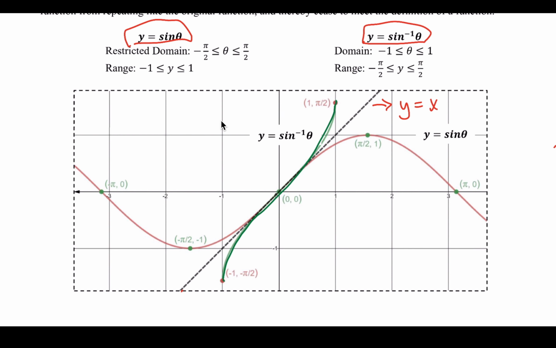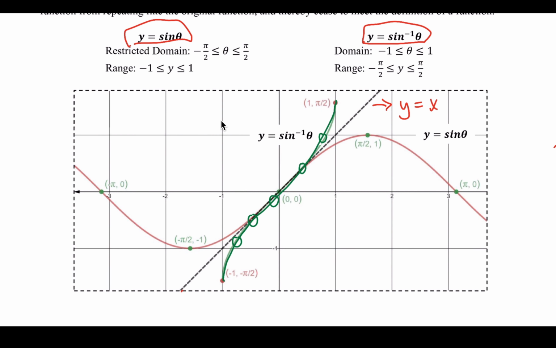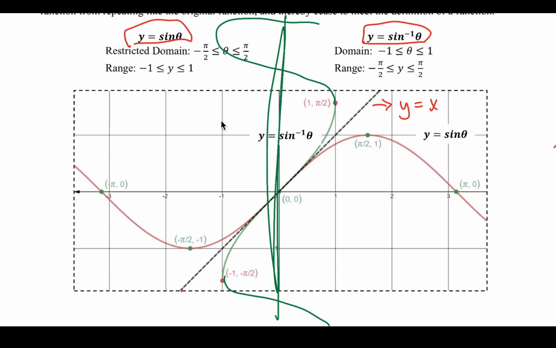But for it to be a function, remember a function has to pass the vertical line test. So for the green curve to be a function, I should not be able to draw a vertical line that crosses the green curve more than once. Okay? I can't say, oh, the red curve repeats, so therefore the green curve is going to do this as well. I can't do that because then what I'm coming up with is not a function. It will fail the vertical line test because it will be crossed by a vertical line in more than one place. Okay?